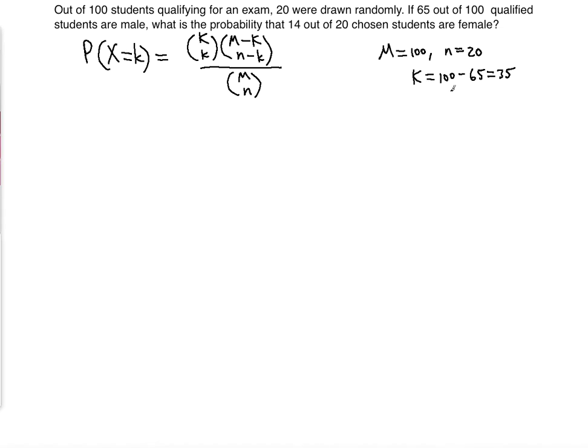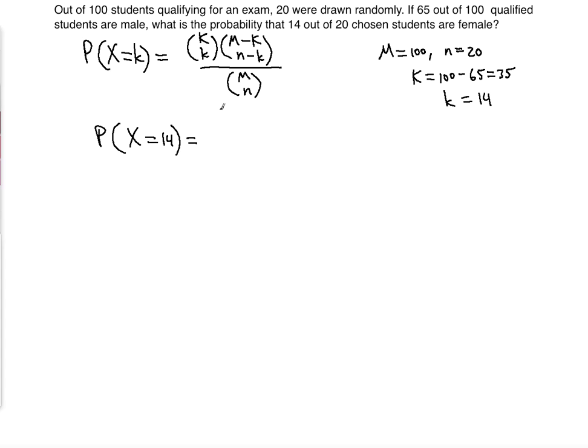And of course this lowercase k, the number that you choose from the capital K here, is going to be 14, right? Because you're asked to find the probability that 14 out of 20 are female, right? And this is what makes sense with the probability of the random variable being equal to 14, right? So that's 14. So now we can compute the probability.